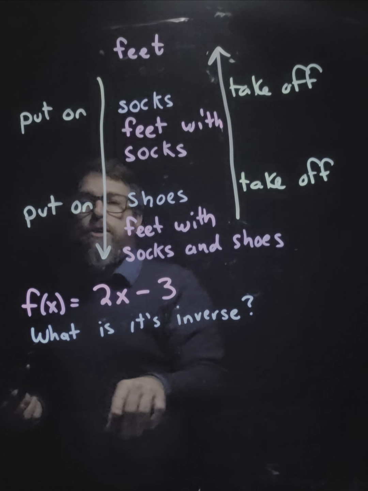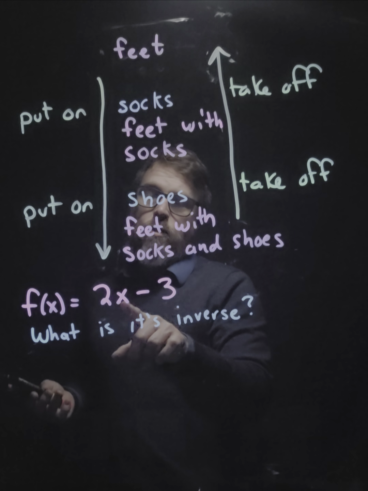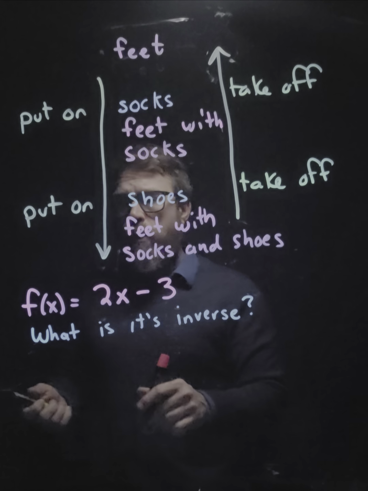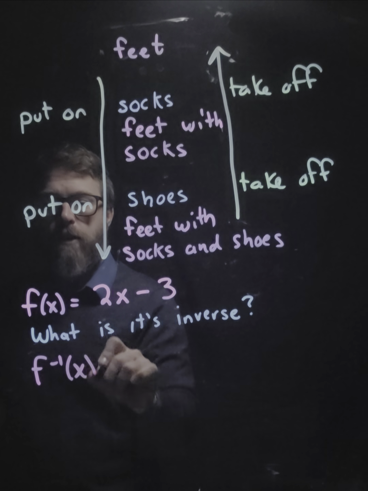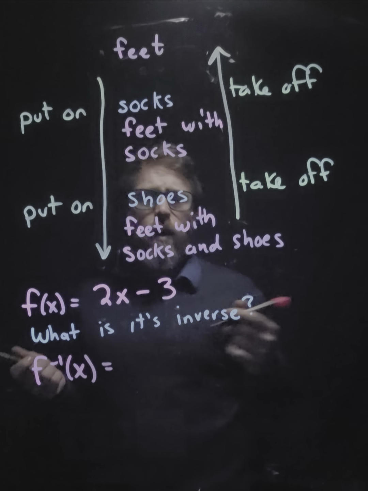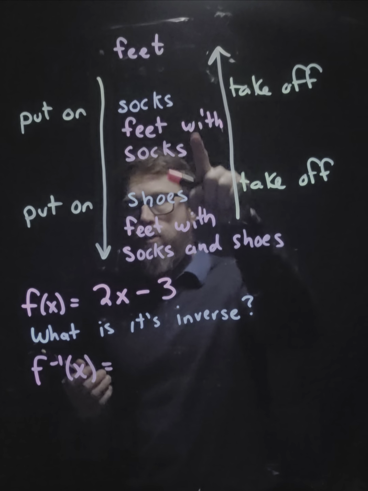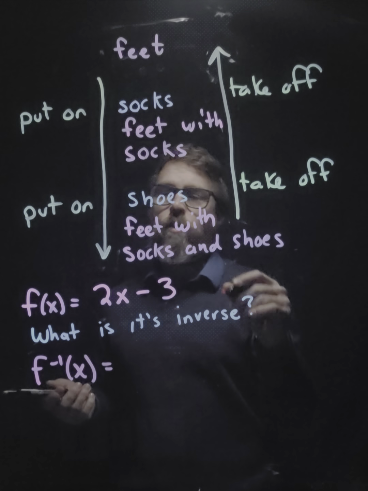So if I look at a function, say f of x is equal to 2x minus 3, I really want to know what is its inverse. Like, how do I undo this function? Well, let's plug in a number and see what happens first and then what happens second, so then I can undo it in reverse order.